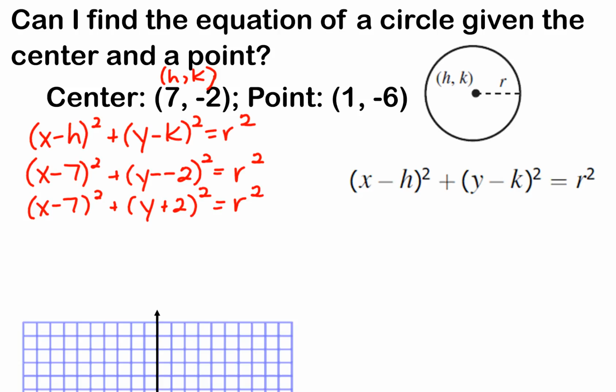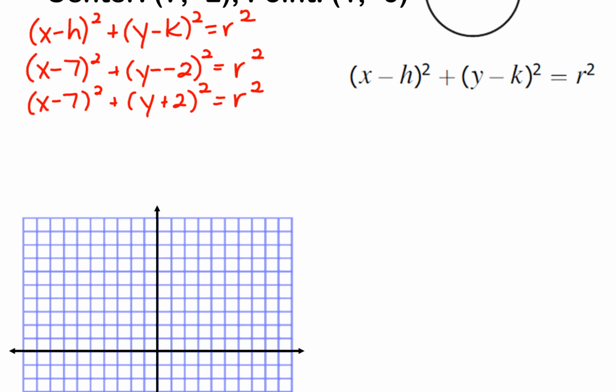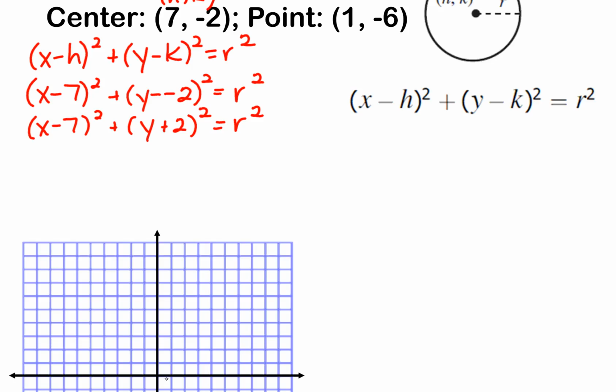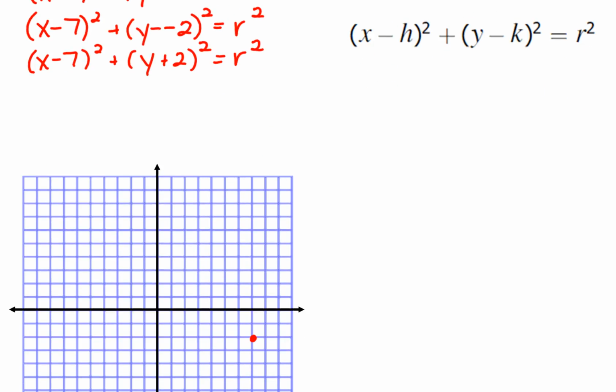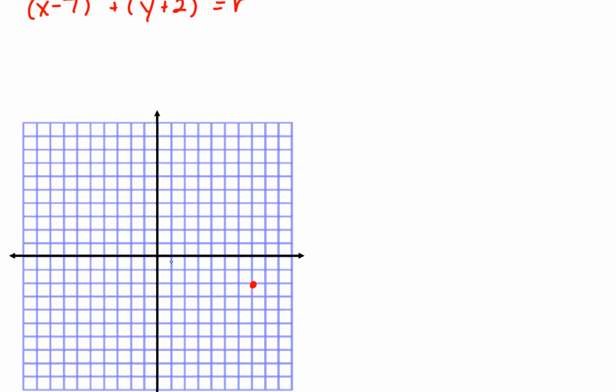So now I have to find that radius. That's the piece that's missing. But I know I have the center and I know I have a point on the circle. So let's graph those. So we'll graph 7, negative 2. And we'll graph 1, negative 6. And I know that this is a point on my circle, and I know that this is the center. And I'm going to connect those. That connecting line would make a radius.